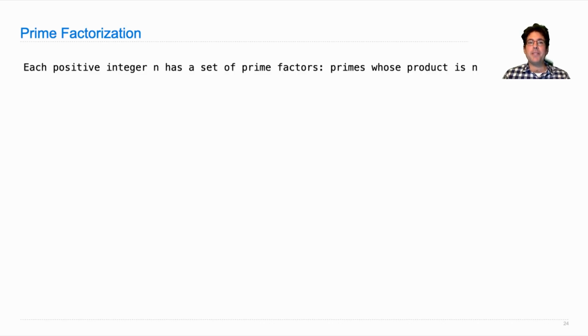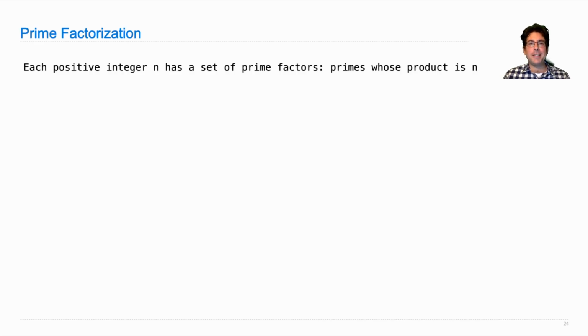Well, each positive integer, n, has a set of prime factors, which are primes whose product is n. And it turns out there's just one unique way of writing a positive integer as a product of prime numbers, as long as you order them from least to greatest.